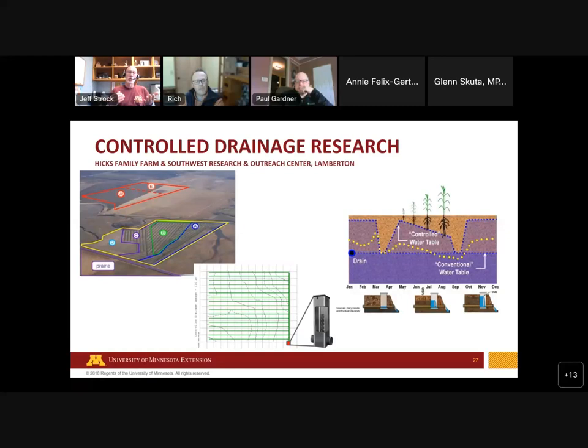This is one of those practices where I use the word opportunity, and Rich used that word as well, that we have some opportunities. So here in the state of Minnesota, these are 1999 numbers, we've got about 27,000 miles of drainage ditch, and I call these 27,000 miles of opportunity.